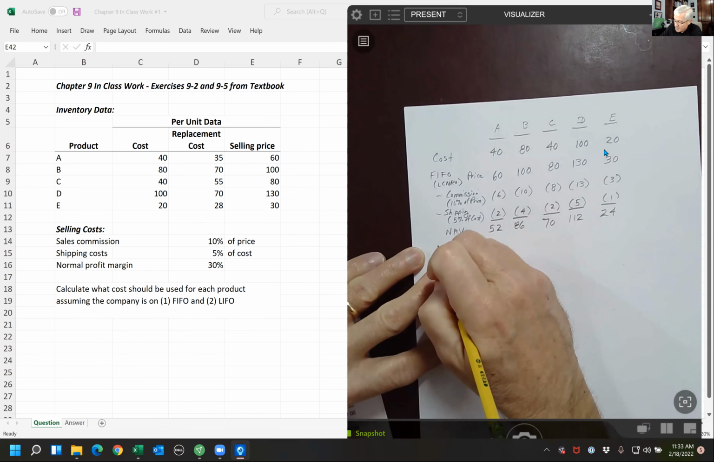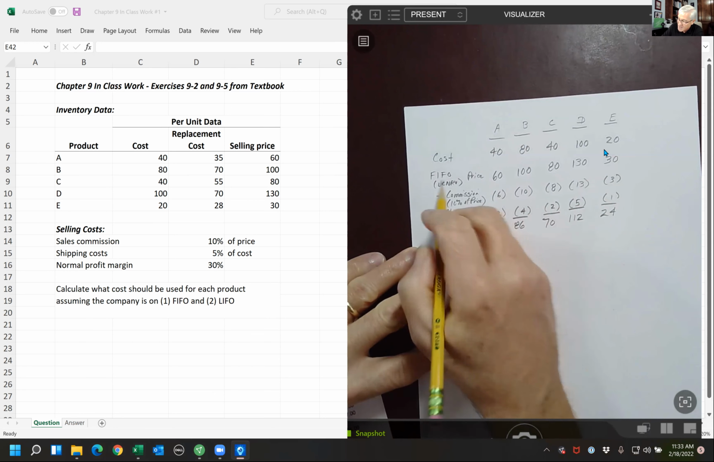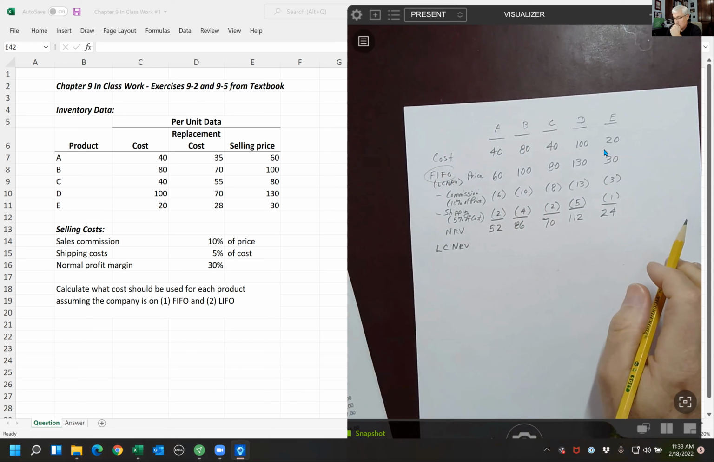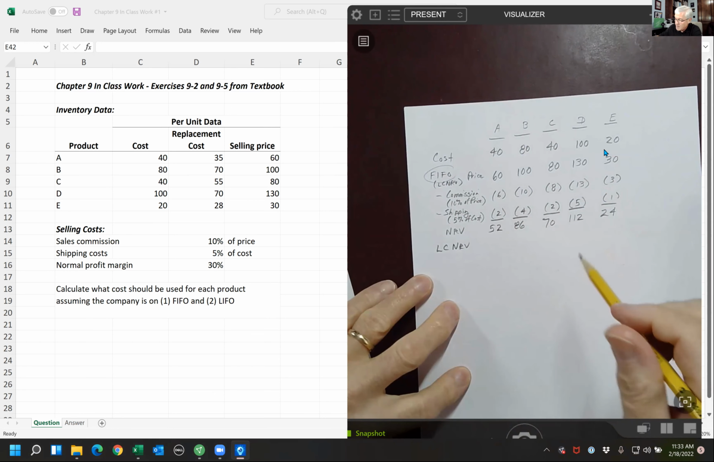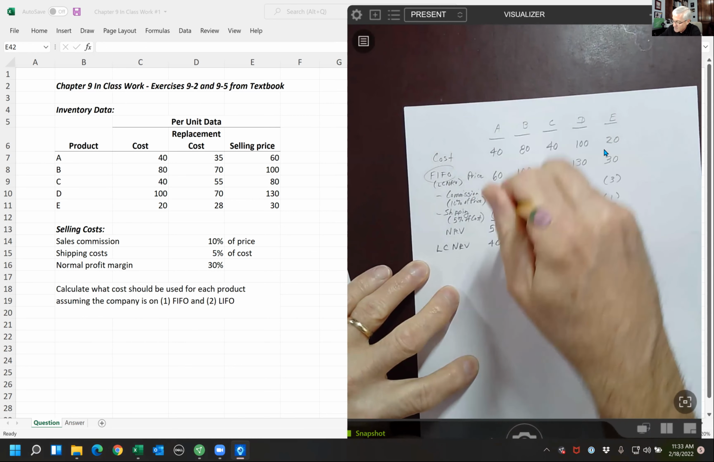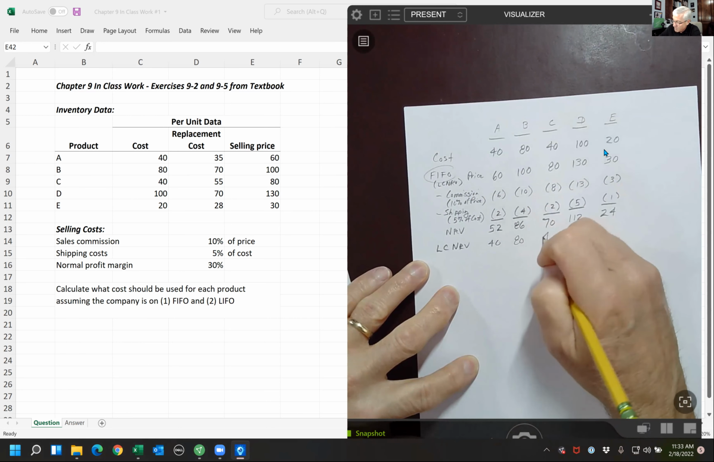So now, just a matter of comparison, lower of cost or net realizable value. Again, this is under FIFO or the average cost method. This is the method you use. And so we just pick the lowest: 40 versus 52, 40. 80 versus 86, 80. 40 versus 70, 40.